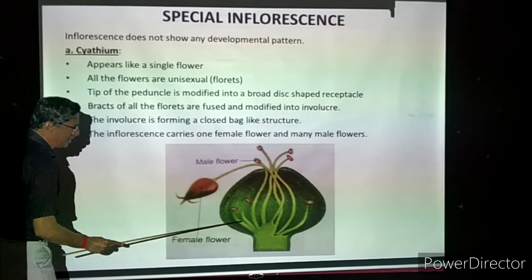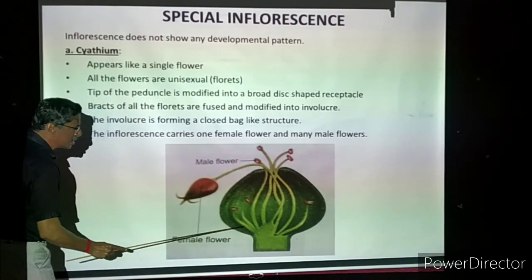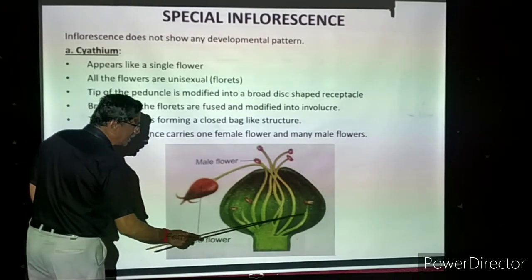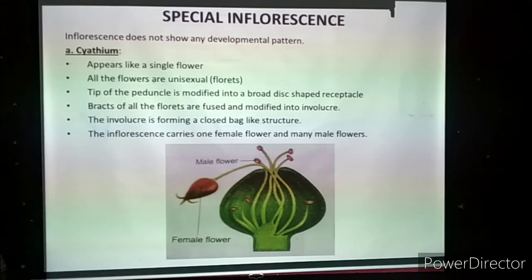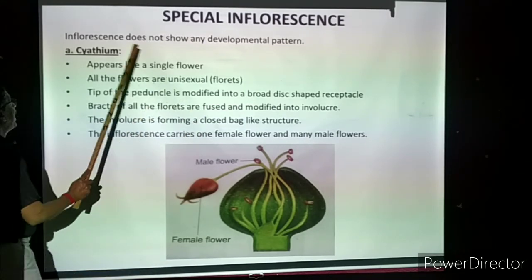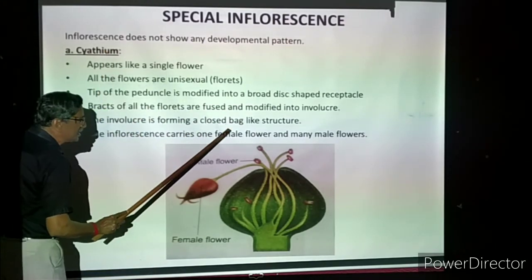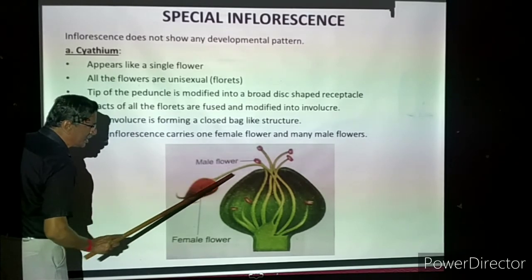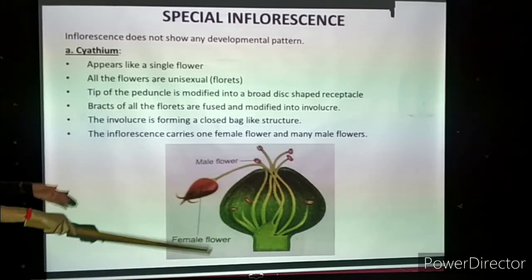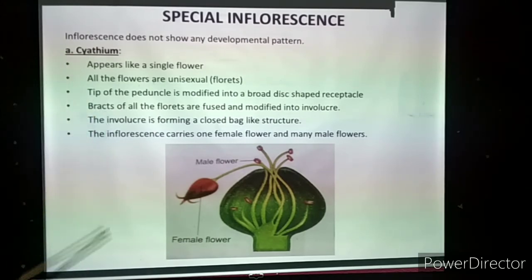Now here we can find filament, anther. This is one male flower. Next male flower, next male flower, like that. But in the diagram it is given only 7 or 8. But it will be about 50, 60, 70 like that. Enormous number of male flowers will be there. So the character of Cyathium is the presence of one female flower in the center and the presence of many male flowers surrounding that. That is actually Cyathium.